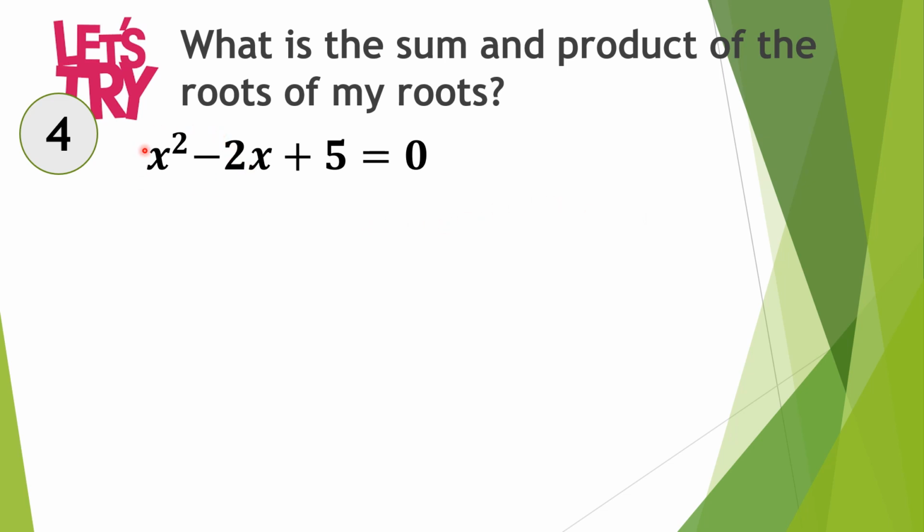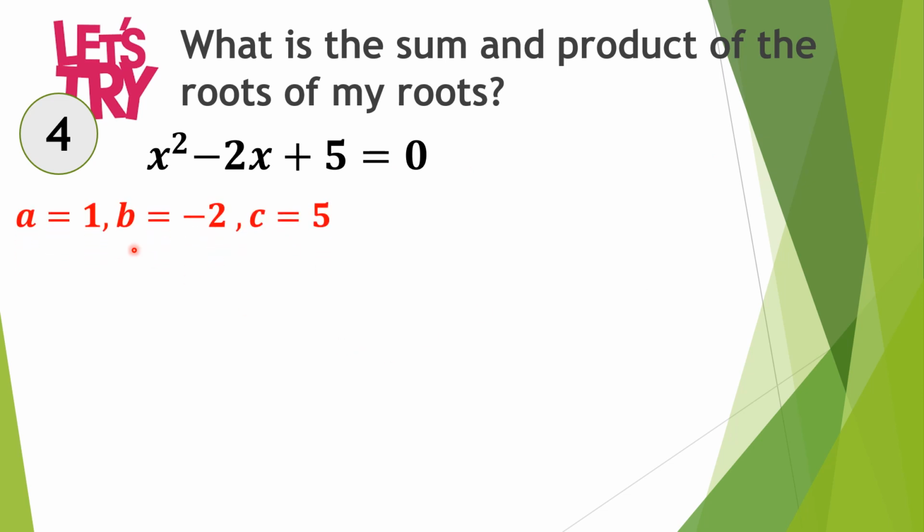For our last example, what is the sum and product of my roots? So here, notice that since a here is equal to 1, we can automatically say that the product of the roots is 5. And the sum of the roots is negative 2. I repeat, the sum of the roots is positive 2 rather, because we have to get the opposite of negative 2. Again, the sum of the roots is 2, and the product of the roots is 5.